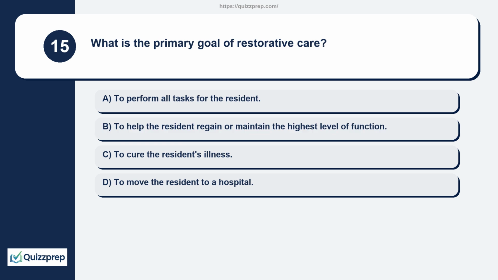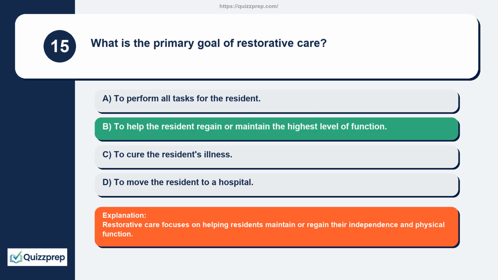Question 15. What is the primary goal of restorative care? To perform all tasks for the resident. To help the resident regain or maintain the highest level of function. To cure the resident's illness. To move the resident to a hospital. Restorative care focuses on helping residents maintain or regain their independence and physical function.